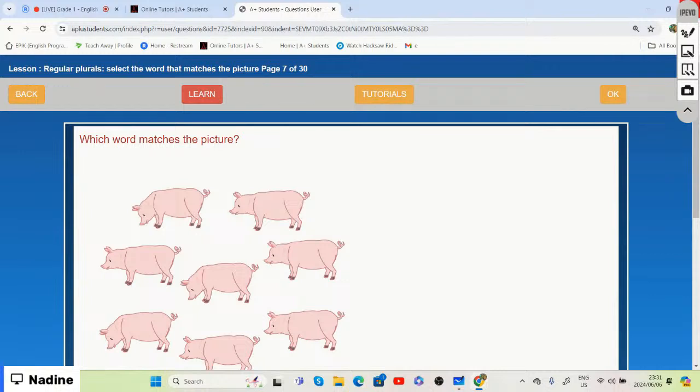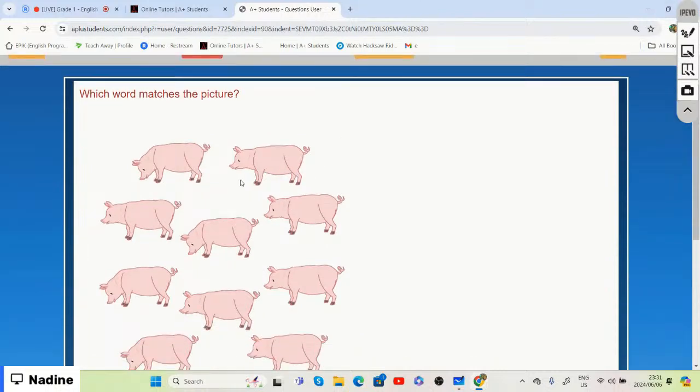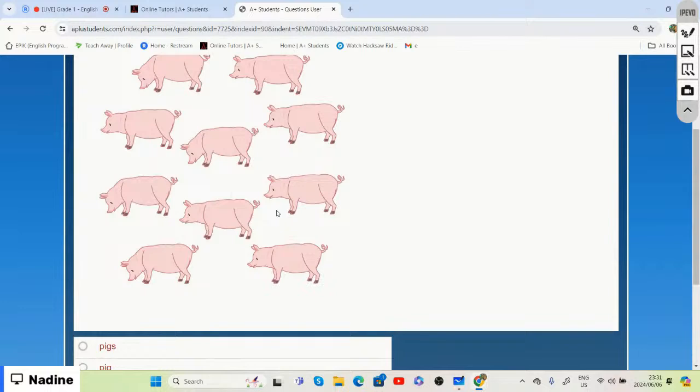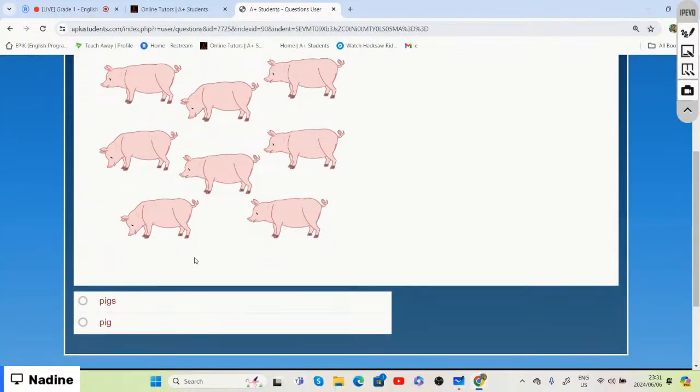If we look at the picture, right, what do we see? Do we say pig or do we say pigs? There are 1, 2, 3, 4, 5, 6, 7, 8, 9, 10. Do we say there are 10 pigs or 10 pig?